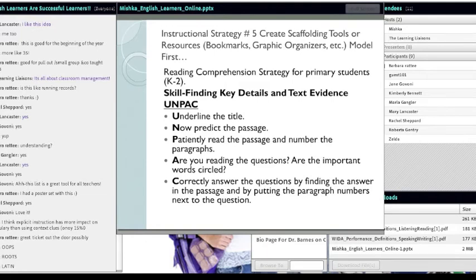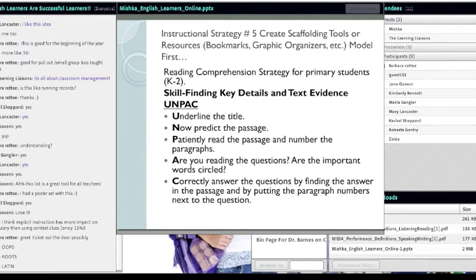Basically, it's an acronym, or a visual, that helps the students find that academic vocabulary or find text evidence to match what they're reading. This is how this is done. You have to model this for the student. You have to model it so that they can understand, because if you just put this in front of them, they're not going to understand it.